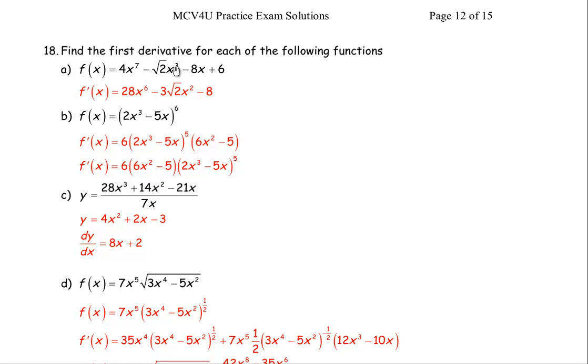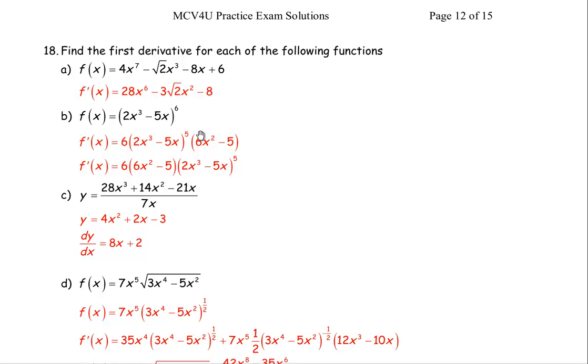The root 2 x cubed, so the 3 comes down in front. 3 times the root of 2 is just 3 root 2. Reduce the exponent by 1 to 2. And the derivative of negative 8x is negative 8. Remember, this is really x to the first. So when the 1 comes down and multiplies by negative 8, that's negative 8. And then when you have a power of 1 here and subtract 1, it's x to the 0, which is equal to 1. So that's why there's no x's anymore. The 6 is a constant, so its derivative would be 0.